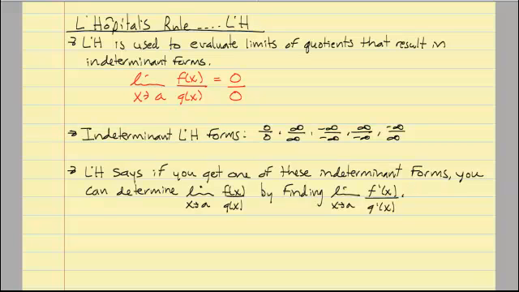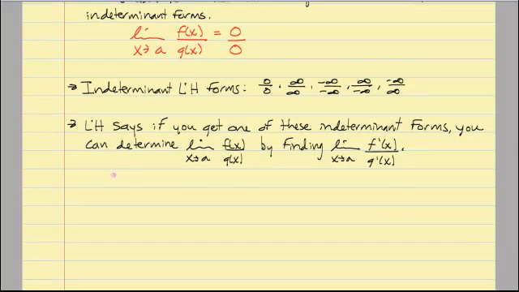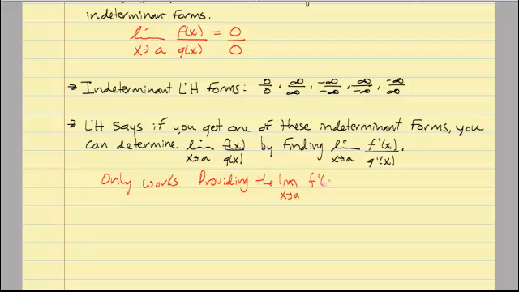Now this has one very, very important caveat. This only works providing the limit as x approaches a of f prime of x over g prime of x exists. So for this answer right here, I cannot get does not exist. I cannot get infinity, therefore does not exist. I cannot get 1 over 0 undefined, does not exist. I have to get a value for this.